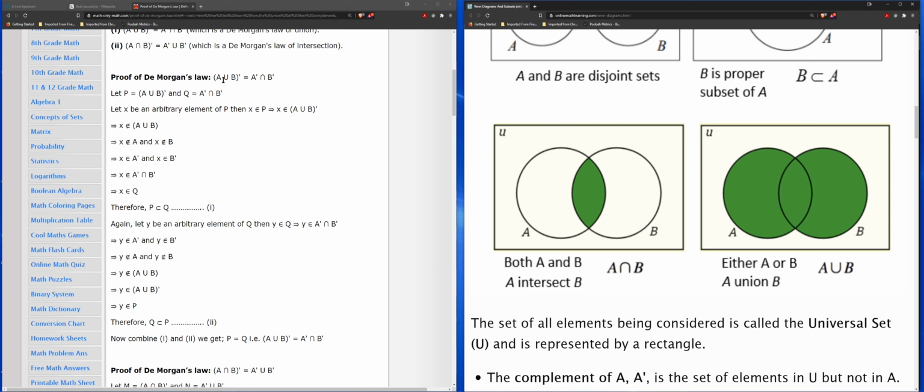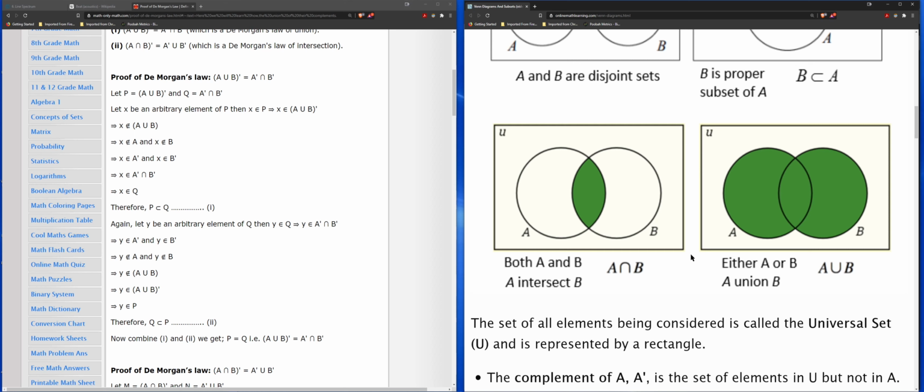And now what you want to do is reverse the direction. You take an arbitrary element of your right hand side now. We're calling it Y in this case. So Y belongs to A complement intersect B complement, which means that Y belongs to A complement and Y belongs to B complement. And now you use your definition of complements. Y does not belong to A and Y does not belong to B.